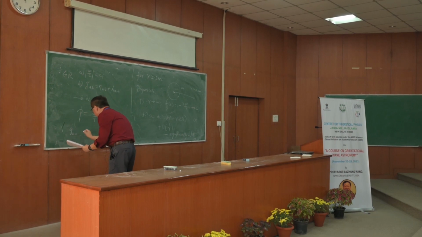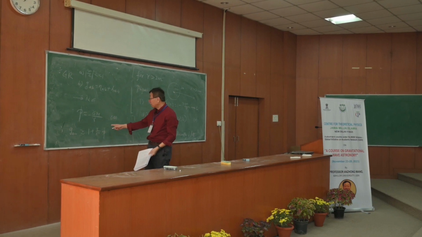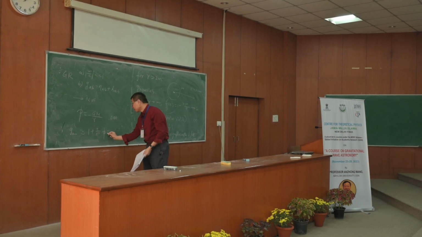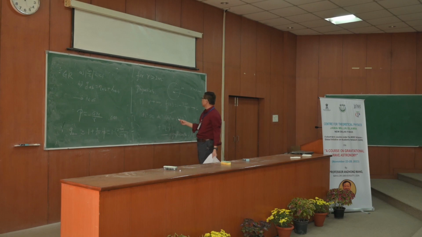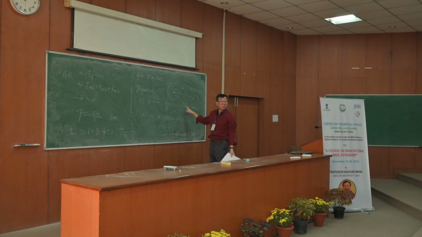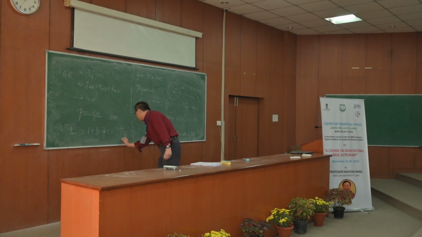Then you will see that the g_00 component should equal 1 plus 2 phi over c squared. If you compare and put it here, this means 1 minus 2GM over c squared r, right? Then you compare this one with this one, and then you can read off the mass.